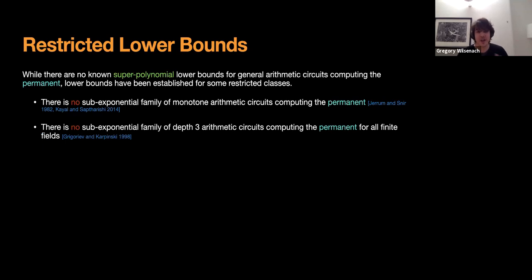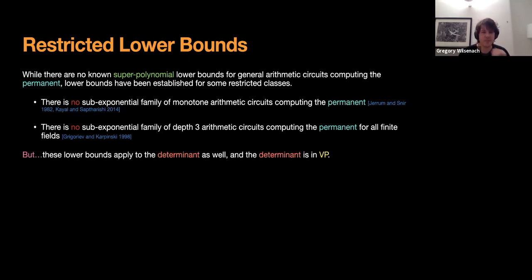To give another example, we have exponential lower bounds for depth 3 arithmetic circuits computing the permanent over finite fields. I mention this as an example because it's interesting to note that the field really matters, and we'll see this actually in our talk today. It's important to notice that in actual fact, we have these exponential lower bounds for the permanent in these two restricted cases, but they apply to the determinant as well, which is a bit of a problem. It really just tells you the model is incredibly weak because we know the determinant can be done in VP.